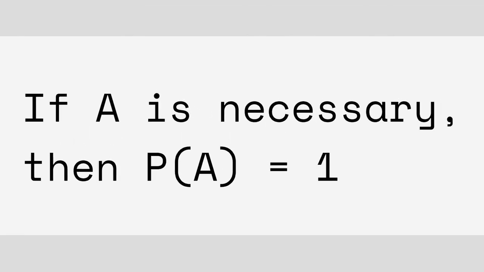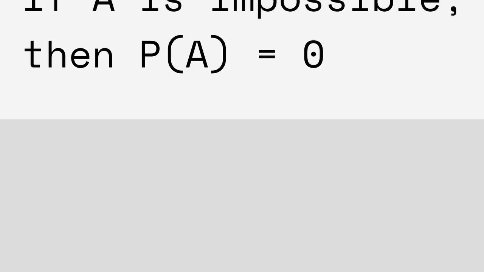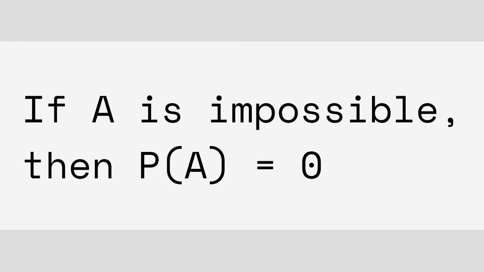All right. Now, if A is necessary, meaning A can't possibly fail to occur, then the probability of A occurring, the probability of getting result A, is 1. Okay. Now, likewise, if A is impossible, meaning A can't possibly occur, then the probability of A is 0. All right.